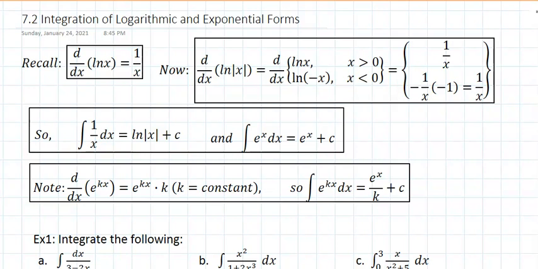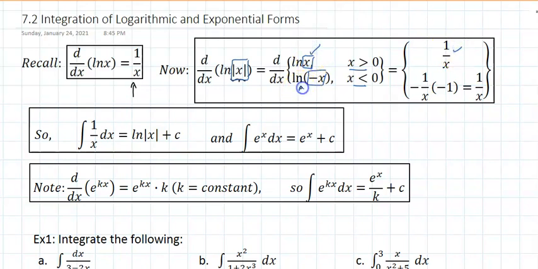Section 7.2 talks about integration of logarithmic and exponential functions. Well, the derivative of a natural log of x is 1 over x. Done deal. If I take the derivative of the natural log of the absolute value of x, the absolute value of x is either x if x is bigger than 0 or negative x if x is less than 0. If I take a derivative of natural log of x, that's 1 over x.